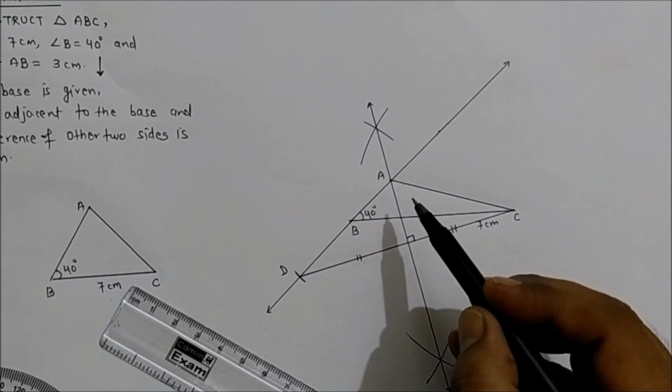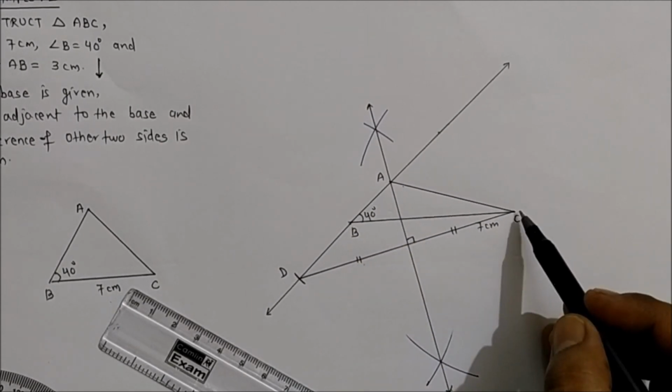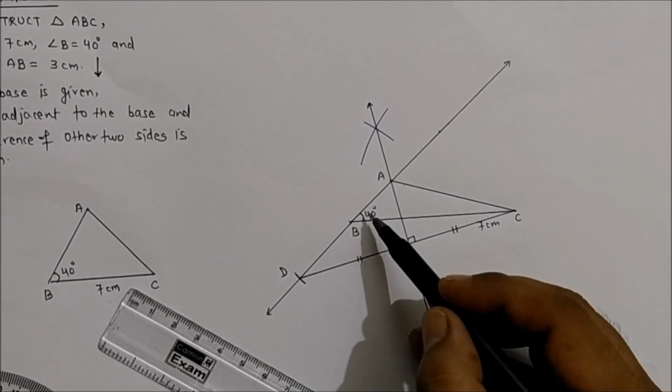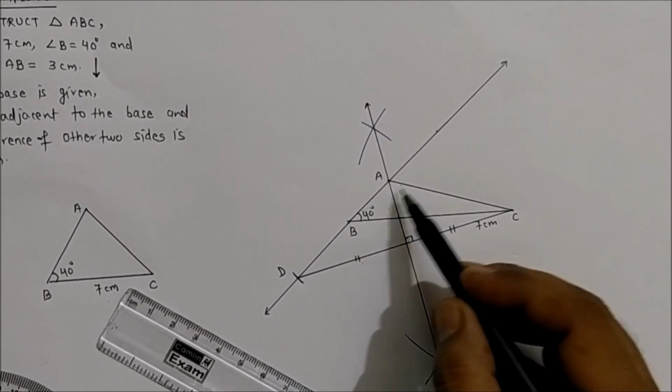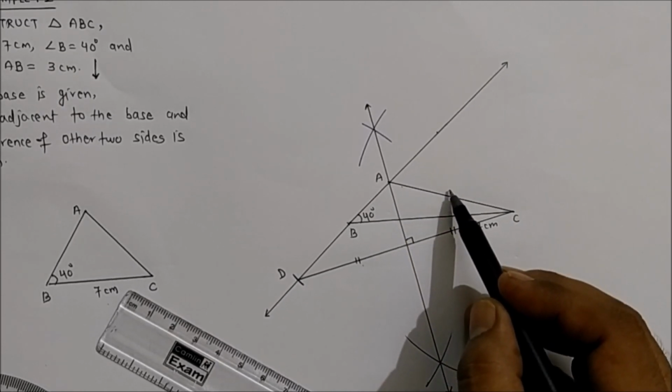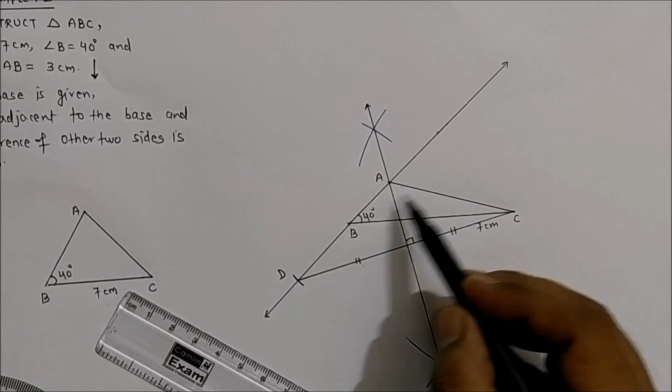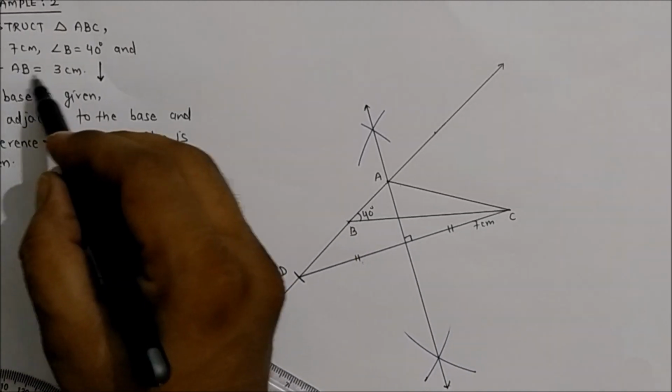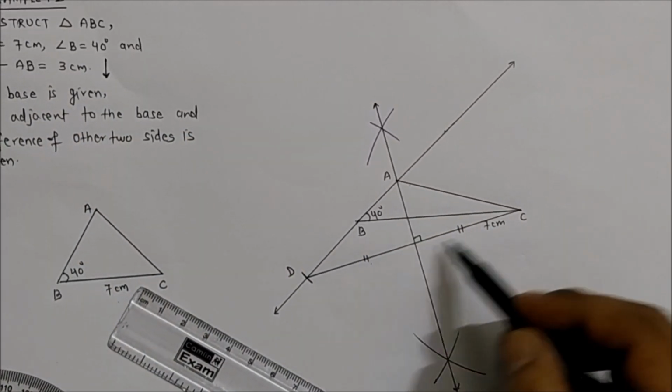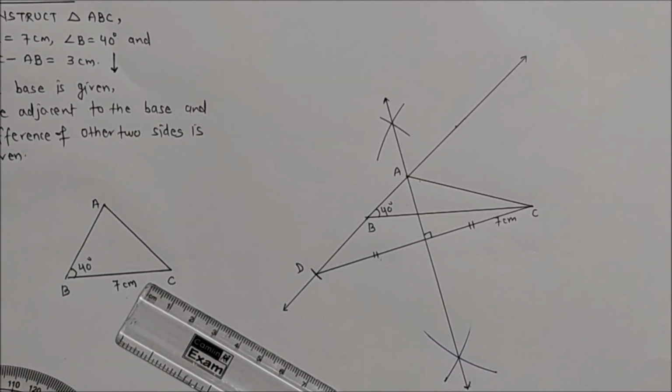So we got triangle ABC, base 7 cm, angle B 40 degrees, and you can see in the figure that AC is bigger, right? AC minus AB is 3 cm. This is the required construction. Okay, you can do it.